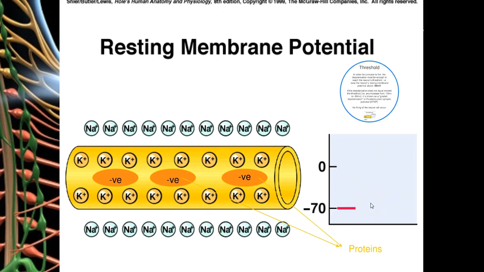So if we were to read the electrical levels of a resting neuron with no electricity flowing through it to cause any action, then it would have a baseline of minus 70, and that's the resting membrane potential.